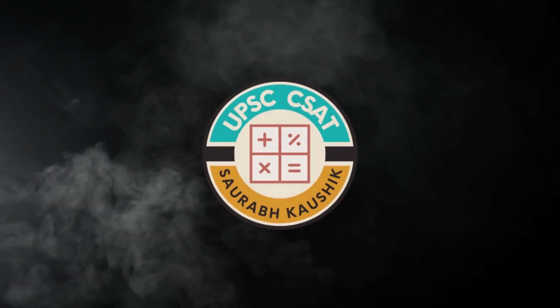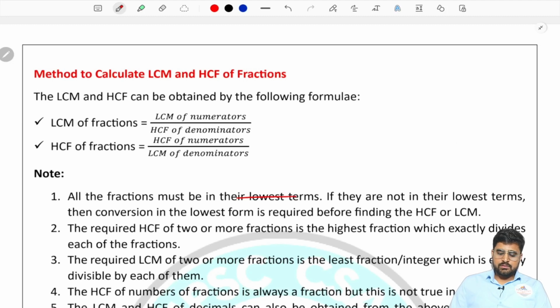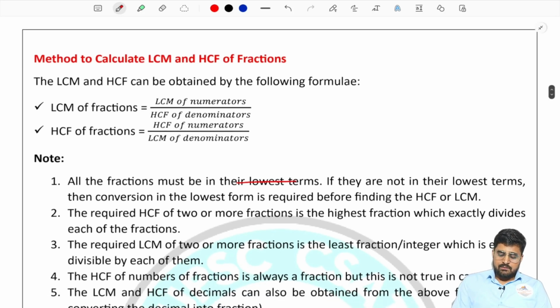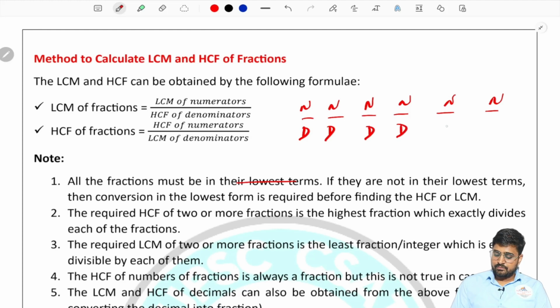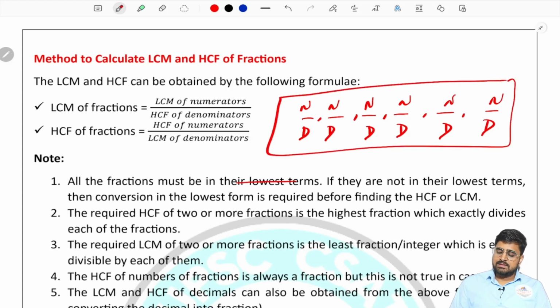Let's move ahead. Now this is a very important part of the chapter. Here in the examination they will give you some fractions. There are some numerators and there are some denominators. Now they ask that please find the LCM or HCF of these fractions.